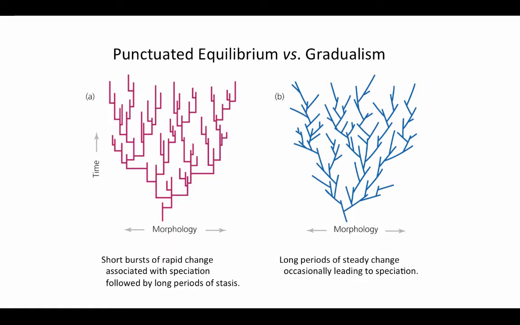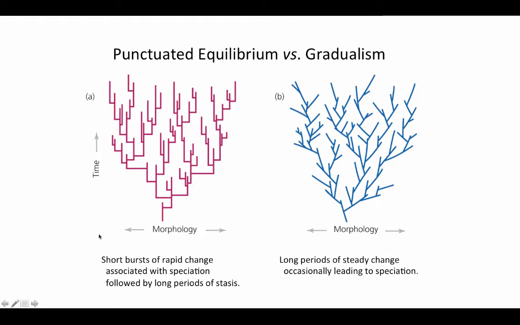The other model that we have for how this happens is called punctuated equilibrium. So what we see in punctuated equilibrium are these short bursts of rapid change associated with bursts of speciation. So this can be associated with a sudden change in the habitat or any kind of change in the environment that's going to result in rapid evolutionary change, and as a result also rapid speciation.